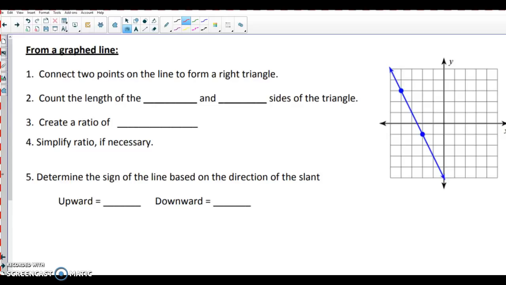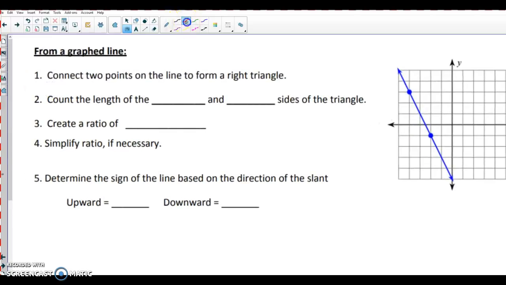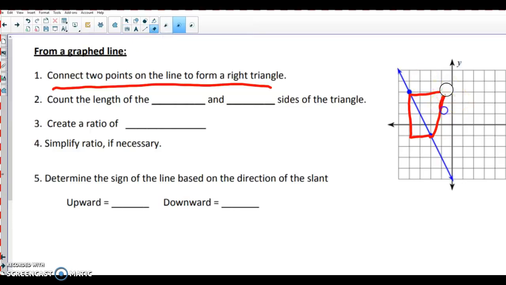So the first thing you want to do, when you have a line, is find 2 points. So here they happen to give us 2 points. We're going to connect the 2 points on the line to form a right triangle. So you want to make sure that you're coming down on the actual lines. You don't want to draw a triangle like this. A lot of people try and do that. You don't want to do that. Let me erase that. You want a right triangle. So you want to make sure that it's following the lines.